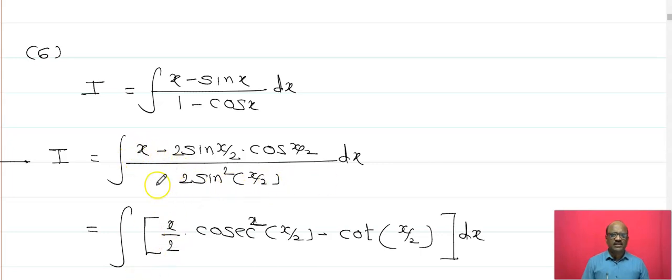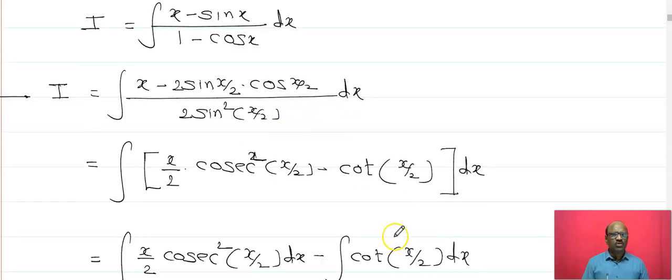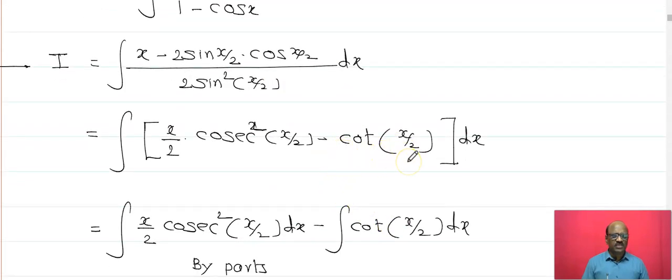That is the integral of x upon 2 sin square x by 2, which becomes x by 2 into cosec square x by 2, minus 2 sin of x by 2 into cos of x by 2 upon 2 sin square x by 2. Sin of x by 2 and sin of x by 2 get cancelled. You will get cos of x by 2 upon sin of x by 2, and overall you will get minus cot of x by 2. Now see this here: the integral of x by 2 cosec square x by 2 dx minus cot of x by 2 dx.